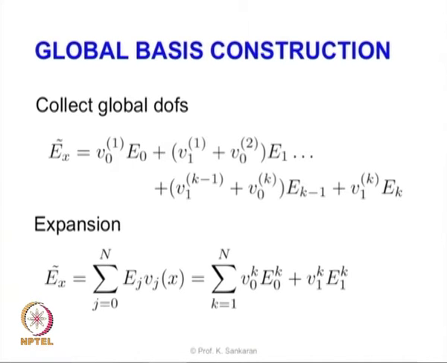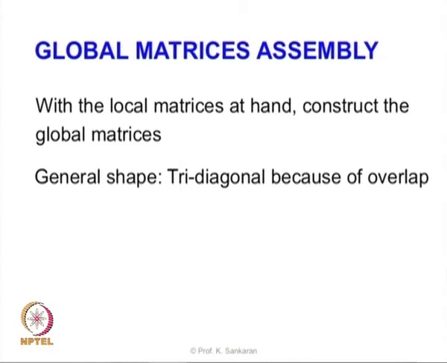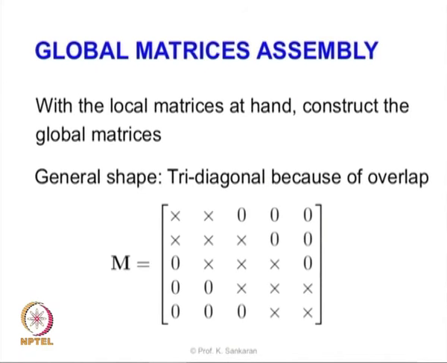So with the local matrices at hand, we can construct the global matrix. Inside each of the local matrices we have certain values, and we are going to substitute those values inside the global matrix. The global matrix is tridiagonal because there are going to be overlaps of the nodes. So inside each of the elements there are going to be contributions coming from a particular node. Let me explain this with a slide.